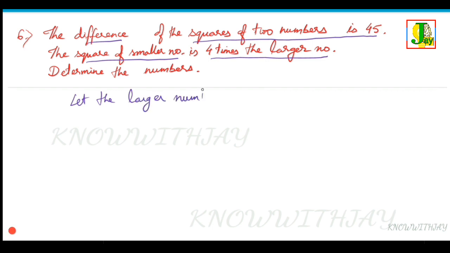Let the larger number be x. According to the second condition, we have the square of the smaller number, that means the smaller number square is equal to 4 times the larger number, that means 4x.